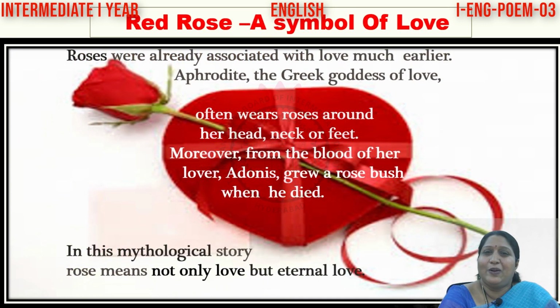So children, before I conclude this poem, I would like to tell you a few things about why only the red rose is used as a symbol of love. Roses were already associated with love much earlier. It dates back to the Greek mythological character Aphrodite. Aphrodite, the Greek goddess of love, often used to wear roses around her neck, feet and head. Moreover, from the blood of her lover Adonis grew a rose bush when he died. So in this mythological story, the rose doesn't mean just love. It means eternal love, that is love that will last forever, love that never has any end.